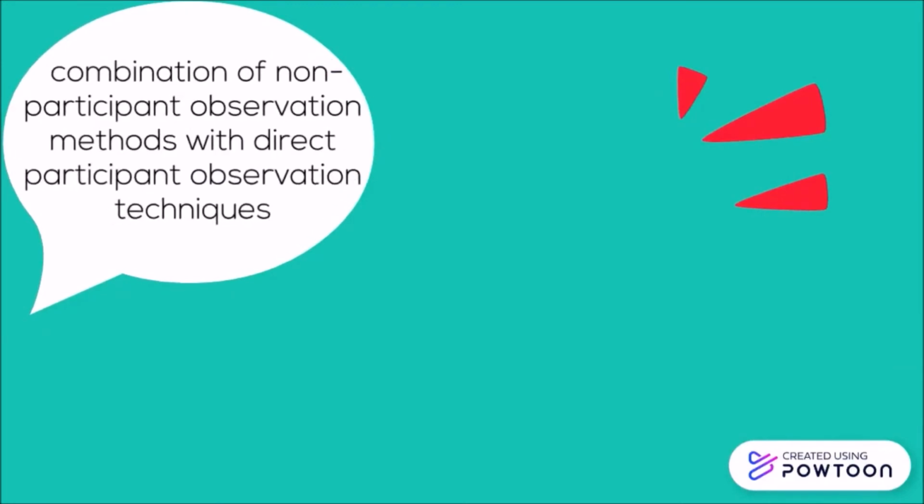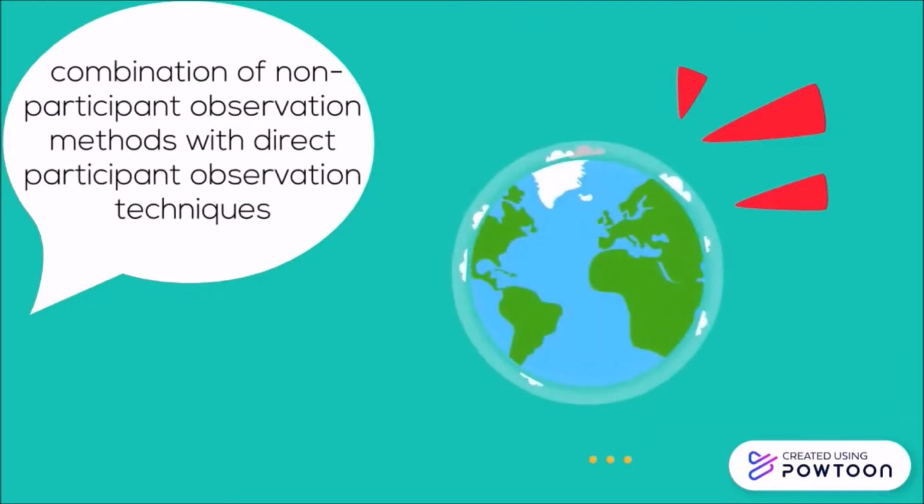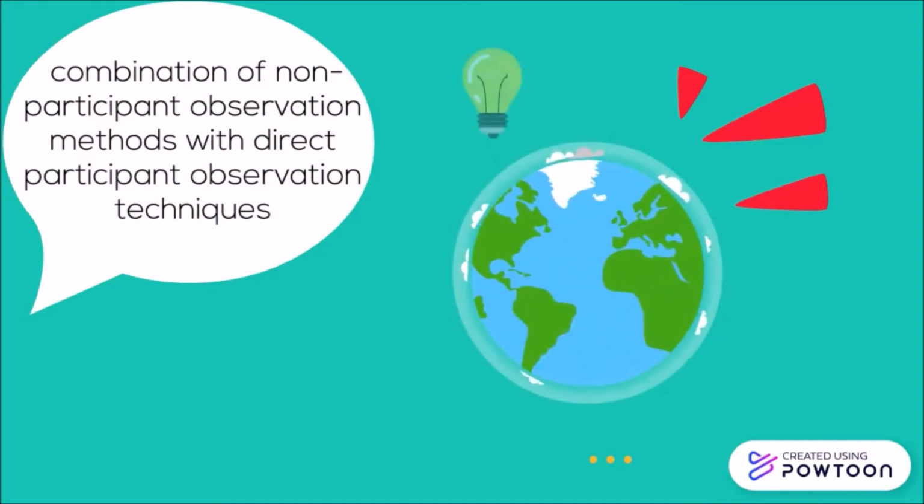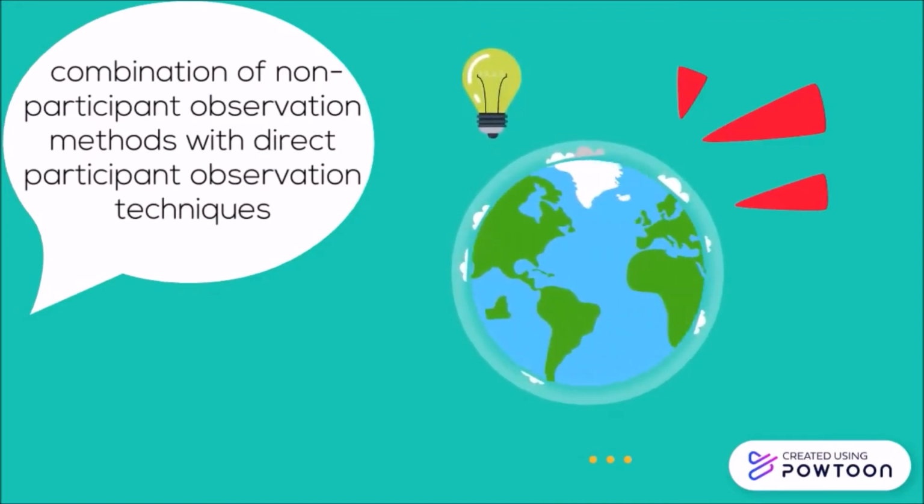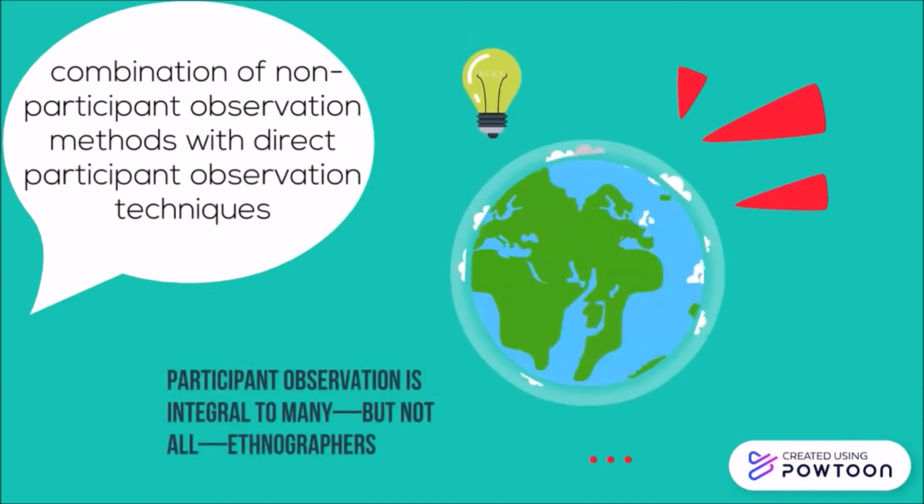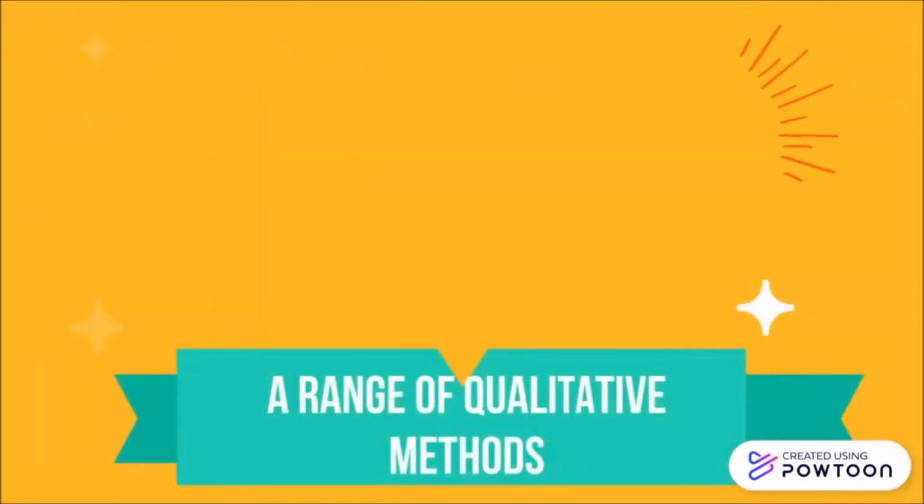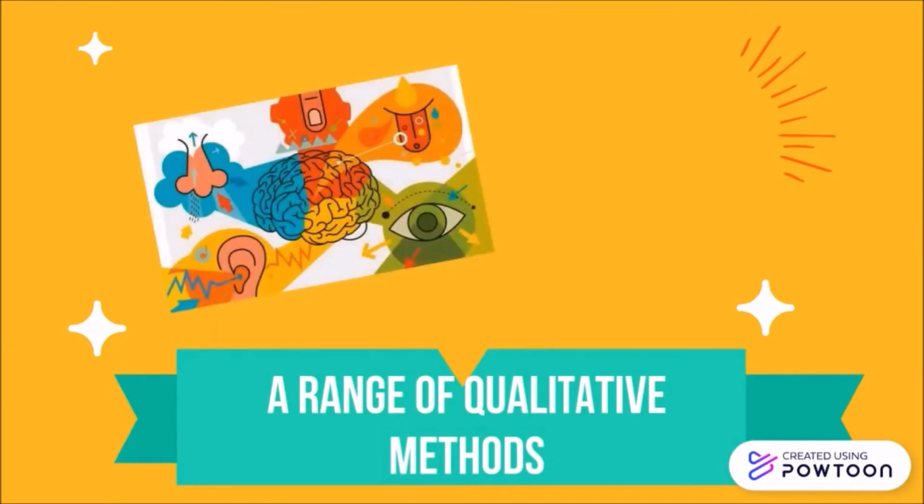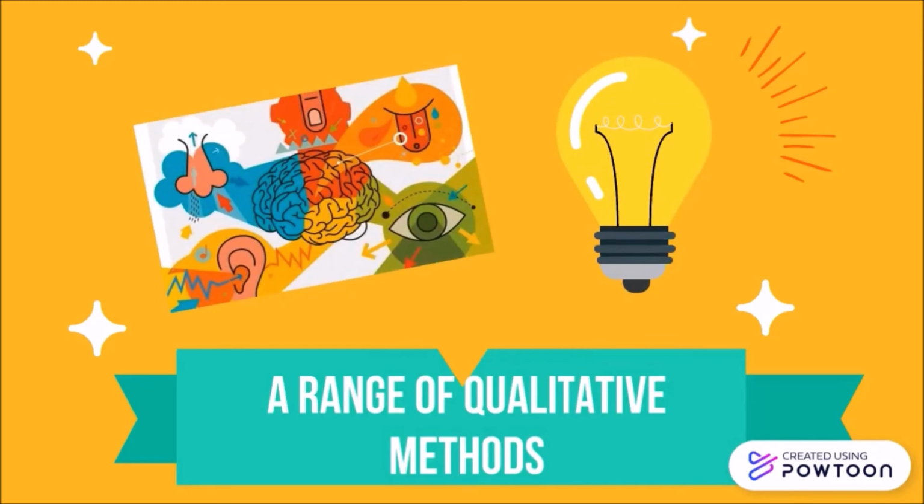To do this, the researcher combines non-participant observation methods with direct participant observation techniques in order to gather the most relevant and objective data. Education is universal, and there are many approaches of its ethnographic study. Participant observation is integral to many, but not all, ethnographers. Researchers use a range of qualitative methods, including sensory, visual, and creative approaches, to immerse themselves in and make sense of educational cultures.